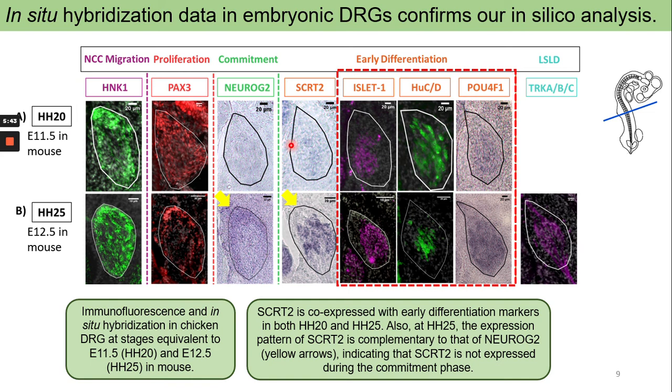So here we can see that the neural crest cell migration marker HNK1, the proliferation marker Pax3, the commitment marker Neurog2, early differentiation markers, and the late sensory lineage differentiation marker. And what we can see here is that Scratch2 in both stages is co-expressed with early differentiation markers. So here in this central region of the DRG where will occur the differentiation.